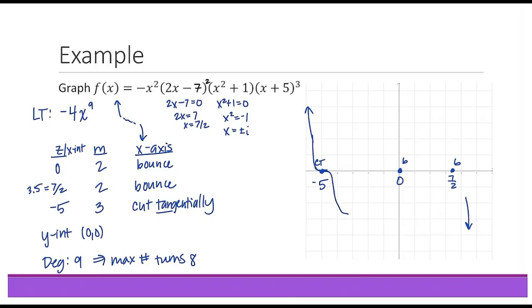And then I'm going to have to turn around if I bounce off at 0. And then I have to bounce off at 7 over 2 and connect to my other end behavior. So this is a sketch. Again, we don't know how low these little local minimums go. It's just a sketch. But let's count the turns. So we have 1, 2, 3, 4 turns. So we only had 4 turns this time, but that's fine because as long as I didn't have more than 8, the maximum number of turns is 8.